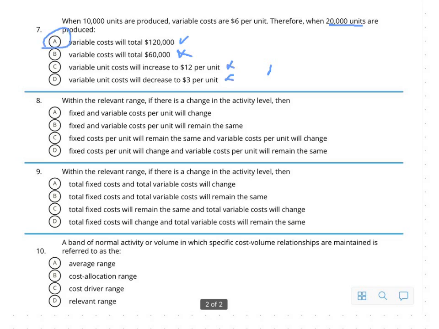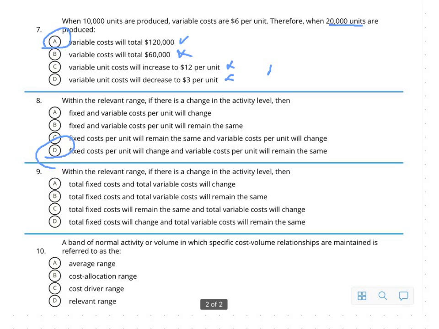Within the relevant range, if there is a change in the activity level, then the fixed and variable costs will change. No, the fixed will remain the same. Variable will change. Fixed and variable cost per unit will remain the same. No, the variable cost per unit will remain the same, but fixed will decrease. Fixed cost per unit will remain the same, and variable cost per unit will change. No, it's the other way around. Fixed cost per unit will change, and variable costs will remain the same. So the answer here is D.